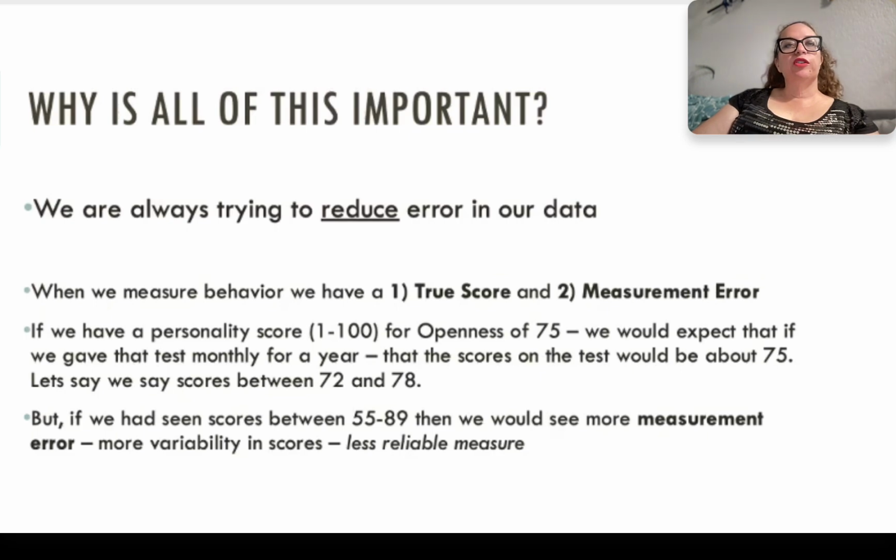So if we have a personality score for openness of 75, we'd expect that if we gave the test monthly for a year, the scores would be about 75. But let's say we see a little variance between 72 and 78. But if we had seen scores that were much different, a much wider range, we would see more measurement error. We would see less reliability in that measure if it's something that we expect to be consistent, right?